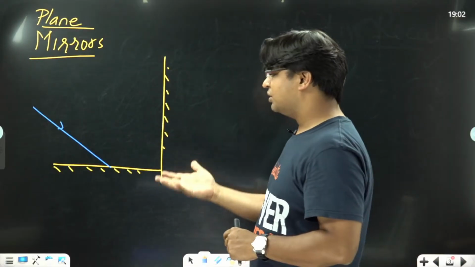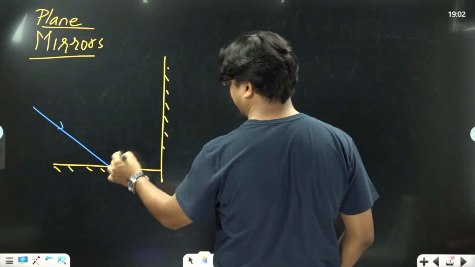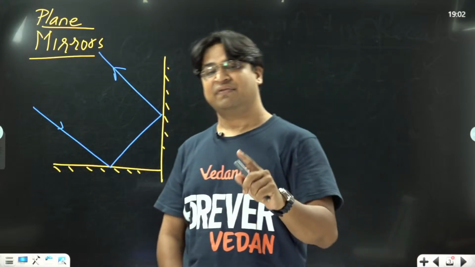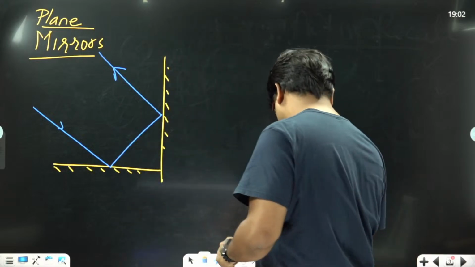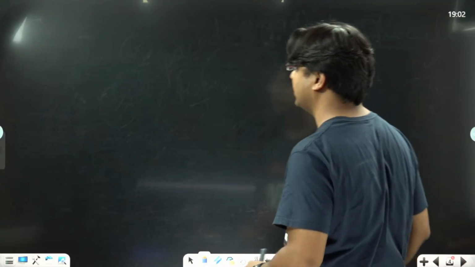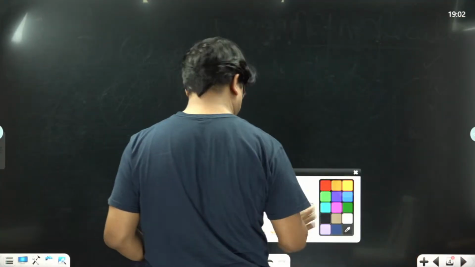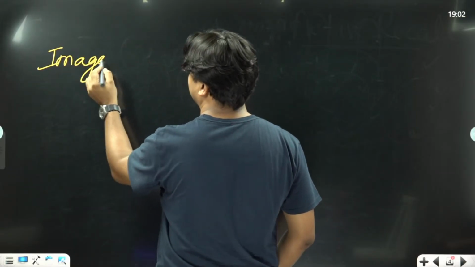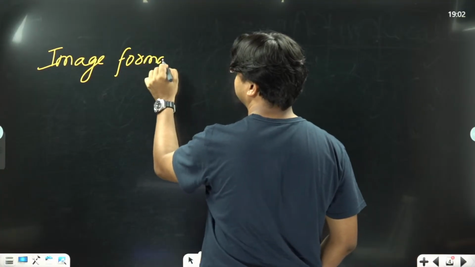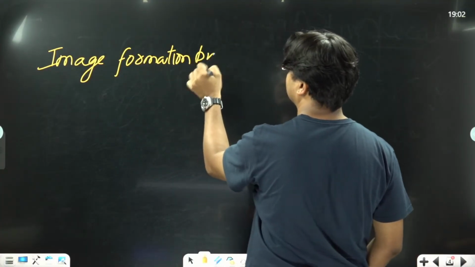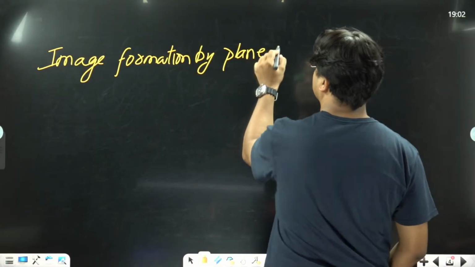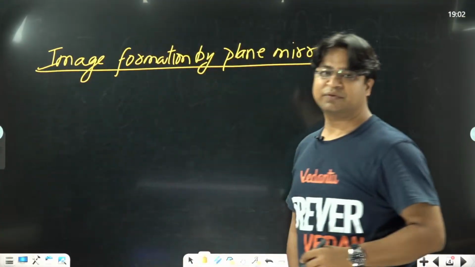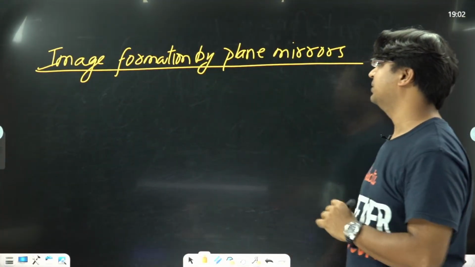We talked about how this ray would move. It will suffer reflection here, it will again suffer reflection here, and then we talked about the deviation of these rays. That was done in the previous session. Now today we are going to talk about image formation. Our today's agenda is image formation by plane mirrors.